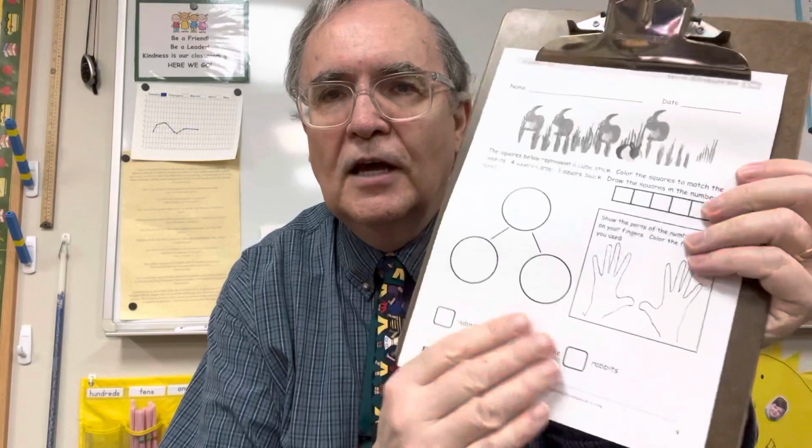Okay, now we're going to be working on the worksheet that looks like this. I've got a clipboard so that I can work on it with you because we're going to do this together. What you're going to need is 2 different colors.